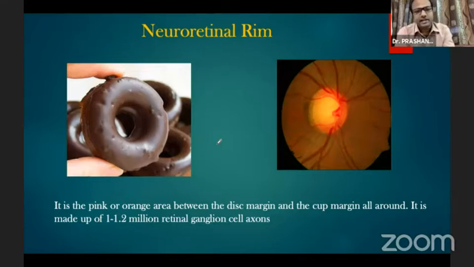Next area of interest, and in fact it is the area of most interest in the evaluation of many diseases, is the neuroretinal rim. It is a pink-orange area in between the margin of the optic disc and the cup. As I said, the cup should be determined by the margin, the bending of the vessels. So this is the area which is important to us, not the central cup. As in this donut, we are not interested in the central hole, we are interested in the chocolate. And similarly, in the disc, we have to evaluate the rim, not the cup.